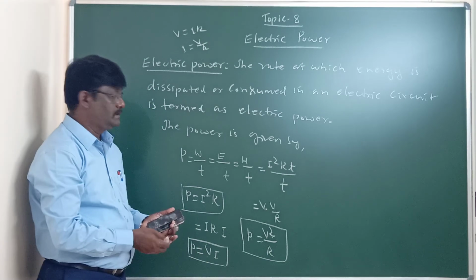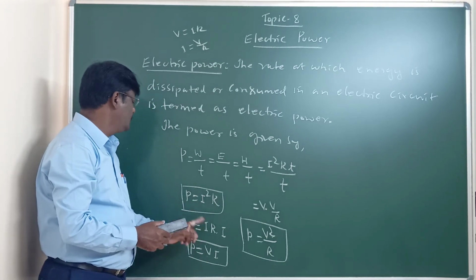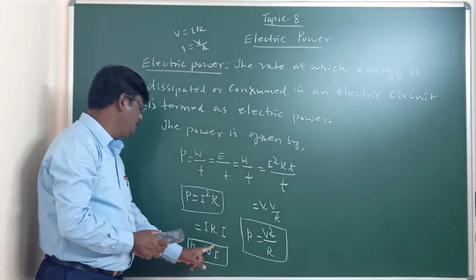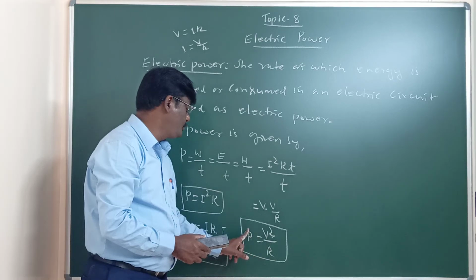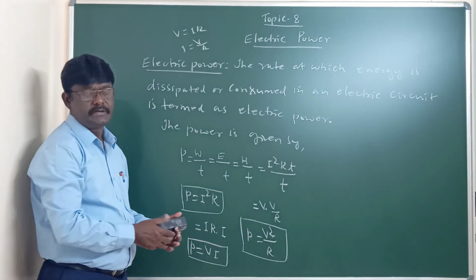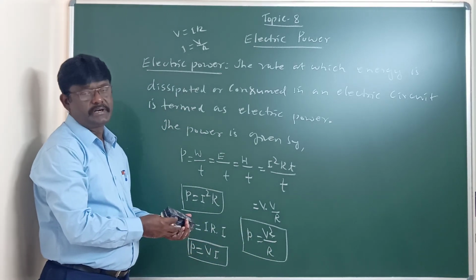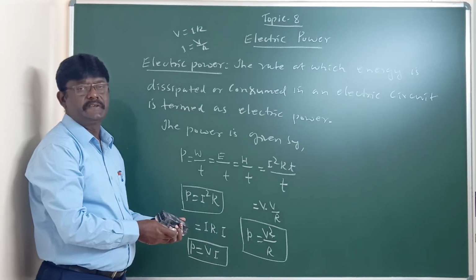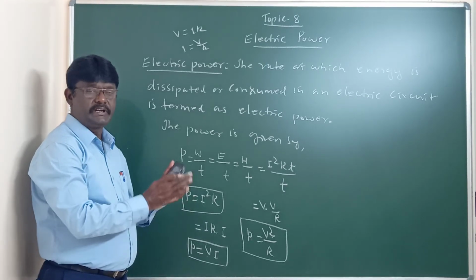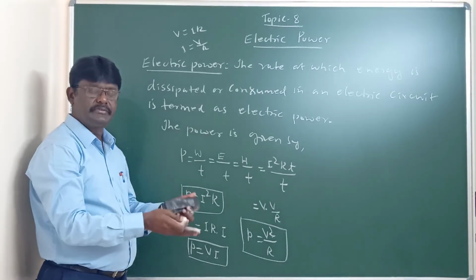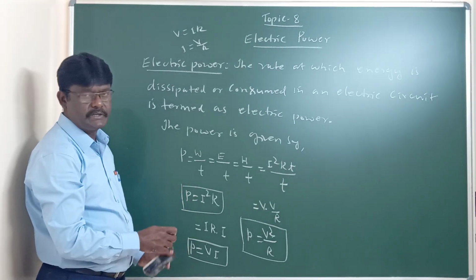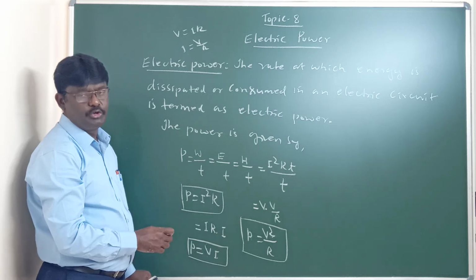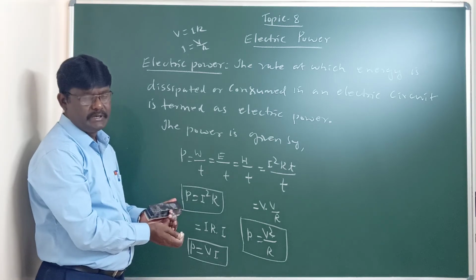So knowing I and R, P can be calculated as I square R; knowing V and I, P is VI; knowing V and R, P is V square by R. Next, what is the SI unit of power, whether mechanical or electric? The SI unit is watt. During numericals, we will discuss all those in detail.